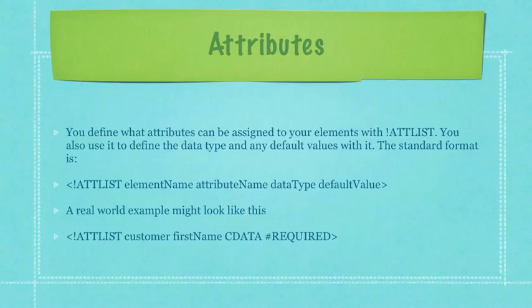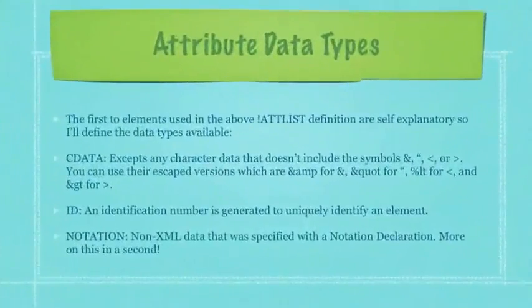I'm assigning it to the customer element, and I'm saying that it has CDATA in it, and that it is going to be a requirement that this information be filled in. The first two elements used in the above attribute list definition are self-explanatory, so I'll define the data types available. CDATA accepts any character data that doesn't include the symbols ampersand, quotes, less than, or greater than. You can use their escape versions, which are, as I show here.